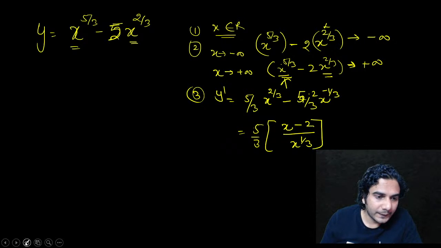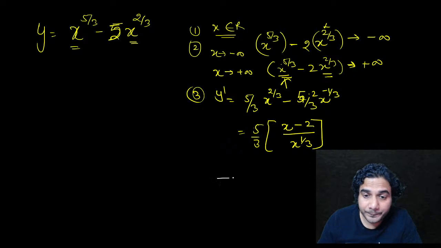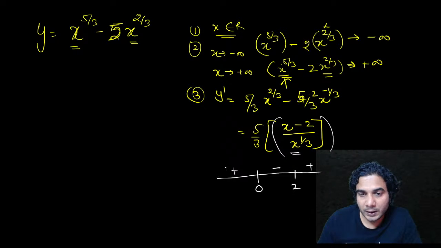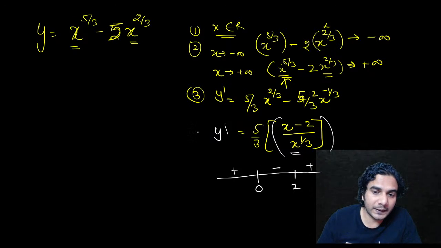Now you plot the number line, like the wavy curve method. The critical point of the denominator is 0, and the critical point of the numerator is 2. When x is more than 2, this expression will be positive. When you cross 2, the numerator changes its sign, so the overall sign changes. When you cross 0, the denominator changes its sign, so the overall sign changes. This is the sign of y dash. So y dash is positive from minus infinity to 0, from 0 to 2 it is decreasing, and from 2 to infinity it is increasing.